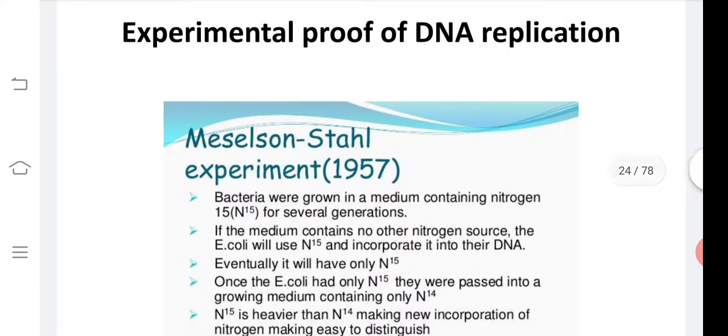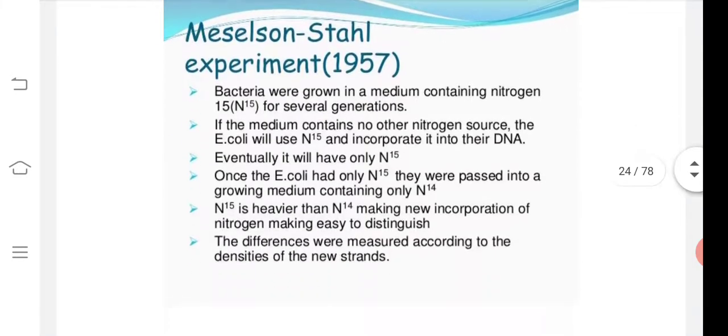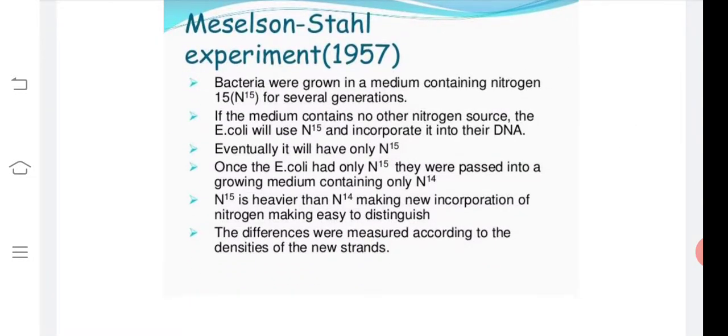Here we have the experimental proof saying that what is happening during the replication of DNA. Okay, for that we are using the material called N15 and N14. What is N15 and N14? They are radioactive element. Once we use radioactive element in our experiment, it is easy to find the presence of the molecule.